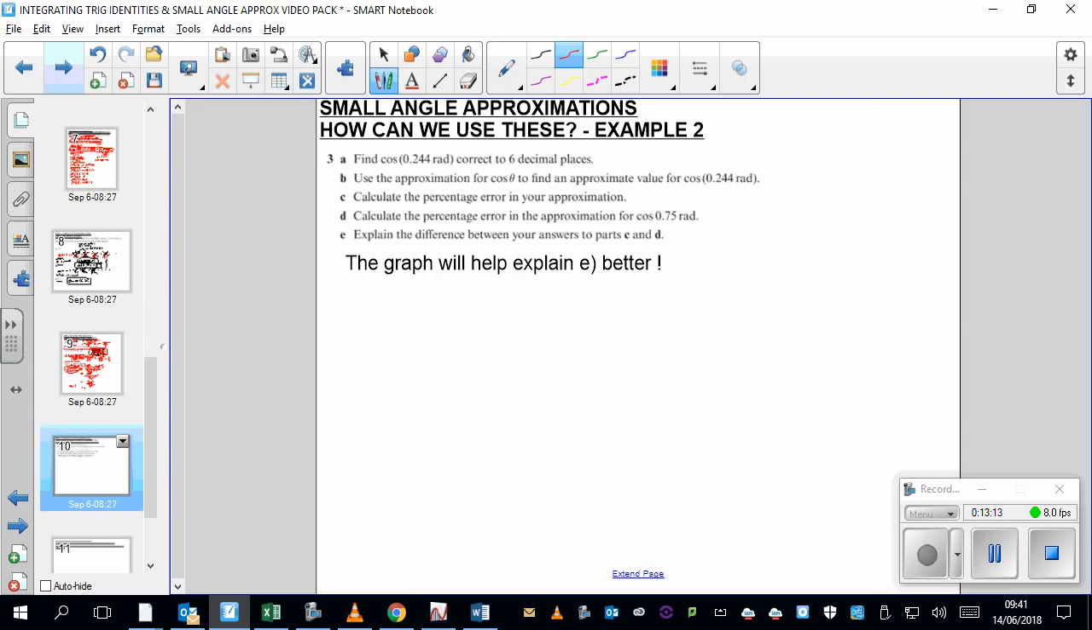Now, a bit more of a formal example then. I really like this, actually. I didn't think I would, but I do really like it.